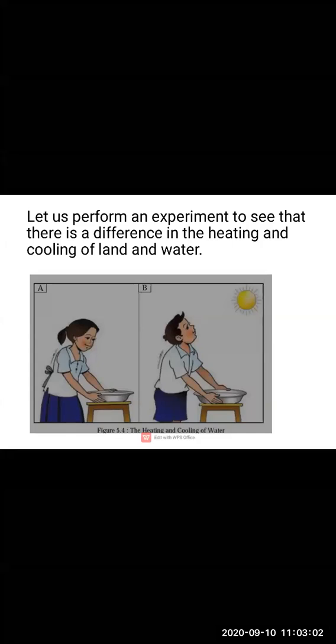So here we observe that the water in the pot inside the house was cool, whereas the water in the pot outside the house was hot. Now, children, you must have experienced this in your day-to-day life.